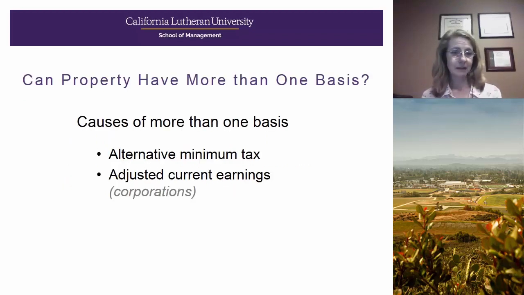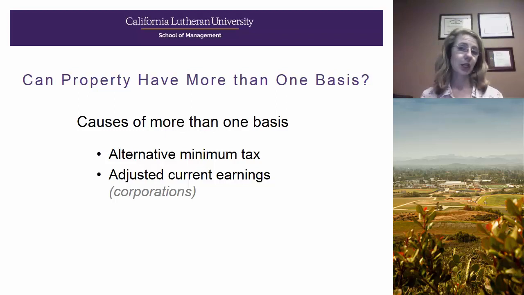So you may ask, can a property have more than one basis? And the answer is yes, and typically it is property that's depreciated. So there are several depreciation systems that run parallel to each other. There's the regular depreciation system, which is the one that we'll spend most of our time learning about.